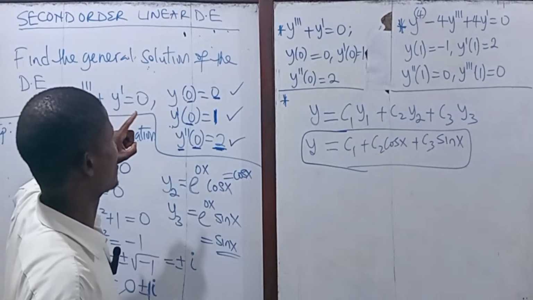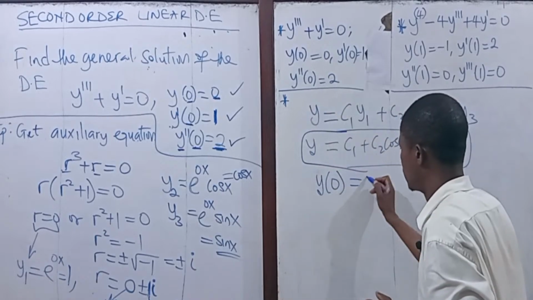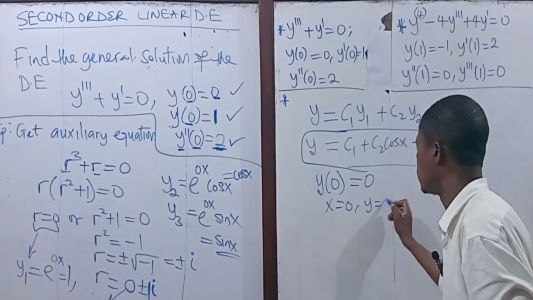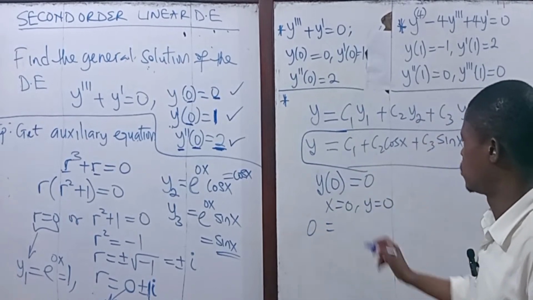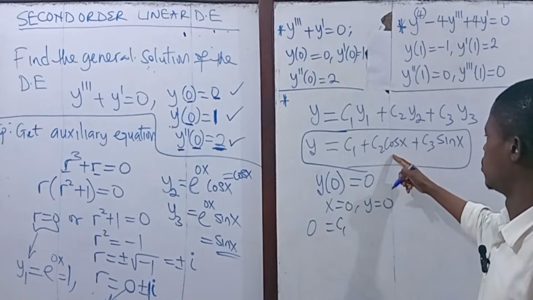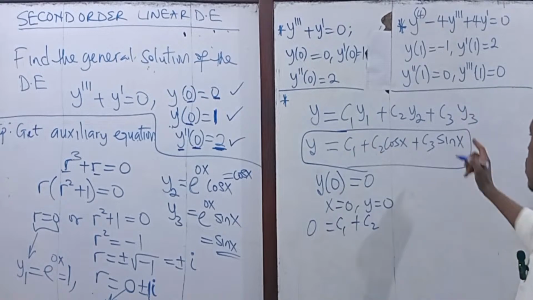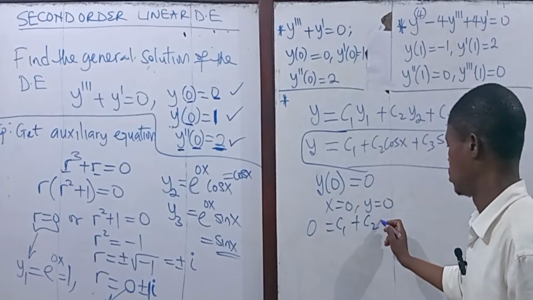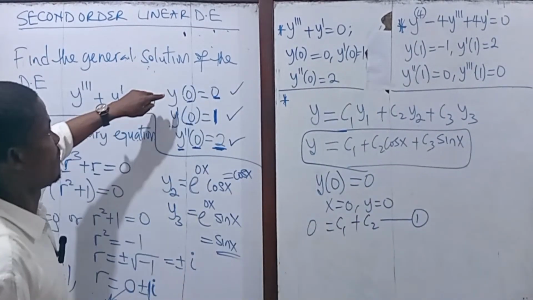The first thing we are told is this one. What's the interpretation of this? This means when x is 0, y is 0. Put it there. That will be 0 equal to C1. We have our C1. Cos 0 is 1, plus C2 sin 0, which is gone, that's 0. So we just have this one. Call this equation 1. So that's what we have in the first case.